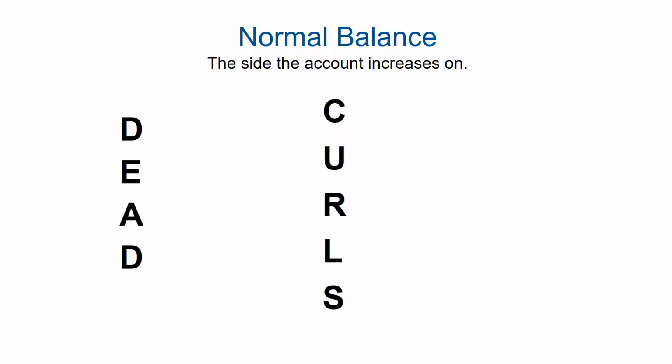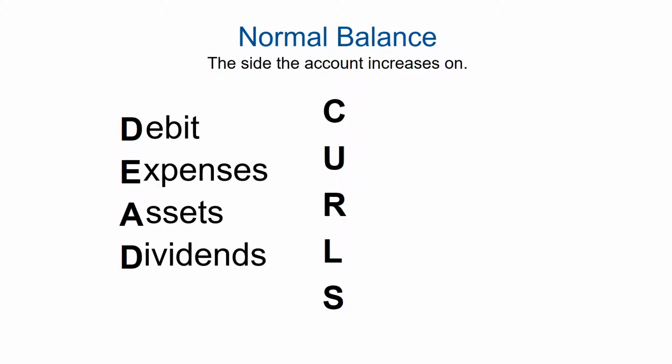When recording journal entries, you need to know the normal balance of the accounts. Every account will have a normal balance, and it is the side the account increases on. To help remember the normal balance for each account, I think of debt incurrals. Debt accounts have a normal balance of a debit, so they increase on the debit side, and they're your expenses, assets, and dividends. So these accounts have a normal balance of a debit.